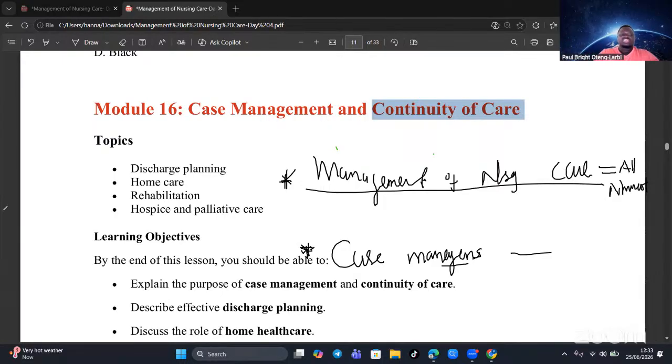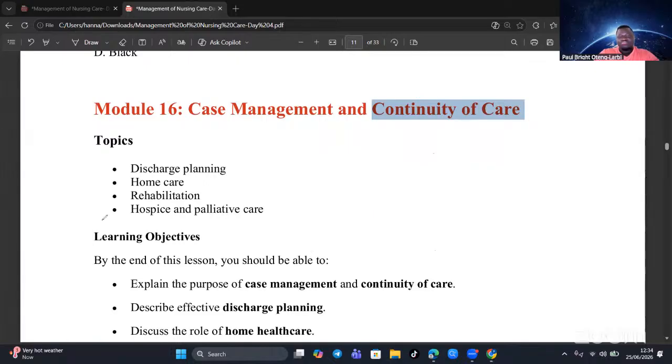So case managers, they will assign. We have plenty of case managers. There is no hospital that has only one case manager. Even some hospitals with over 50 or 100 beds, how can there be one case manager? So it is one of the lucrative jobs for nurses in the US. So what is the work of the case manager?